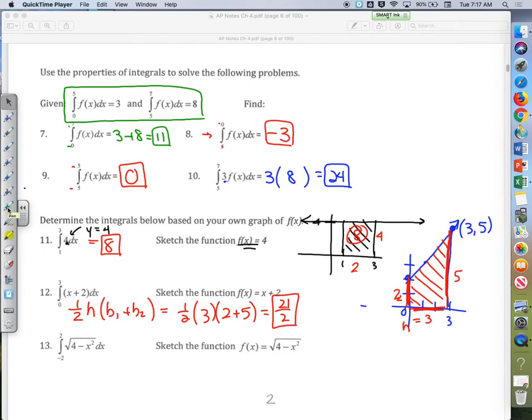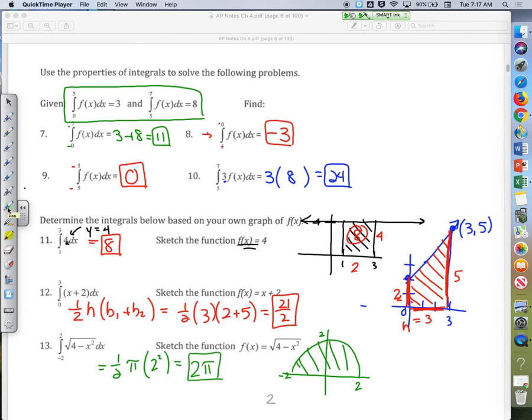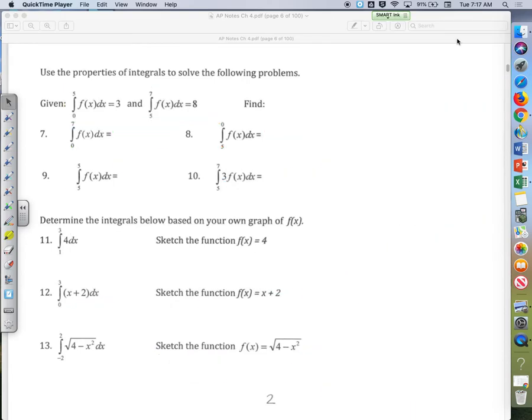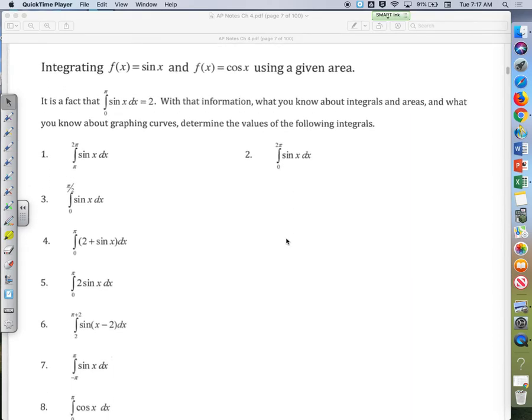And then finally, this last one here, y equals the square root of 4 minus x squared. That's just a semicircle. My radius is 2, so this is what I'm looking at. So my area is going to be 1/2 pi. The radius squared, which is 2 squared. So 4 times 1/2 would give us 2 pi for that. So you may see some problems where you have to just go through and sketch the graph. And once you sketch the graph, you have an area that you know how to find.